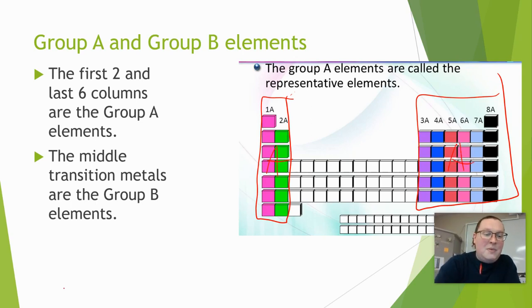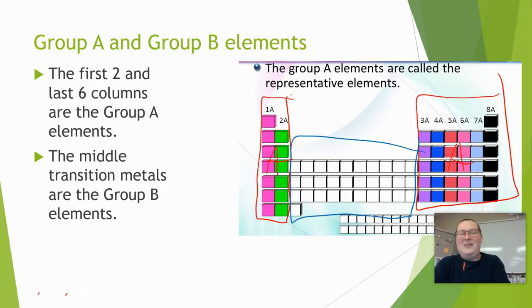The ones in the middle are our transition metals. Those are our group B elements, and that's all of these. For group B elements, valence electrons are hard to predict. Valence electrons get a little bit messy in the transition metals, so it's hard to predict precisely what's going on there. But for group A elements, the valence electrons are very, very easy to predict.